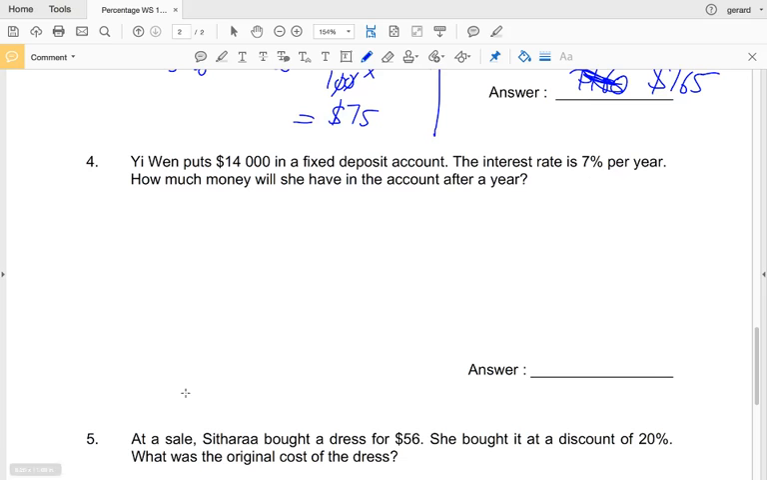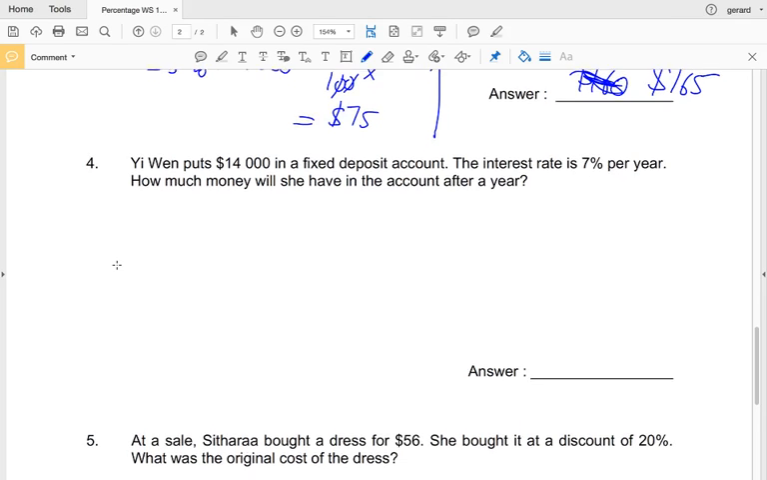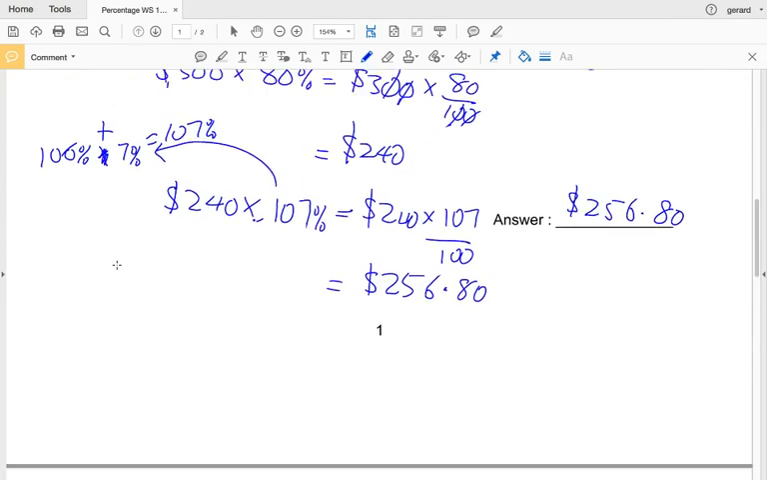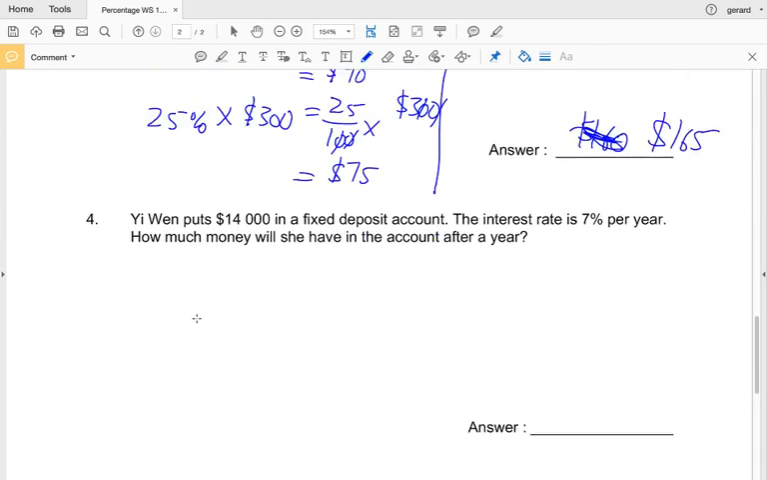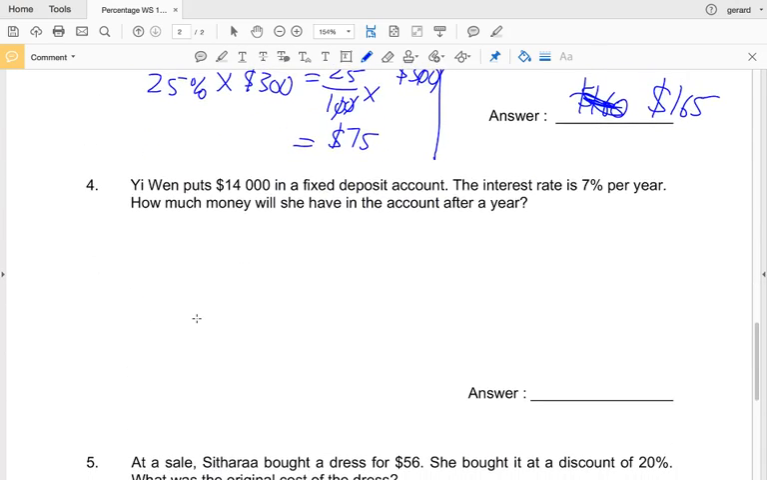So it's just like question 3, right? Now remember question 3 here. Because of the GST, it made it more expensive, or rather increased the amount of money. So for this case, it's the same thing. Interest rate is going to increase the amount of money that's going to end up inside the bank account. So first part, we have to find out what is the final percentage. So we will take 100% plus 7%, get 107%.